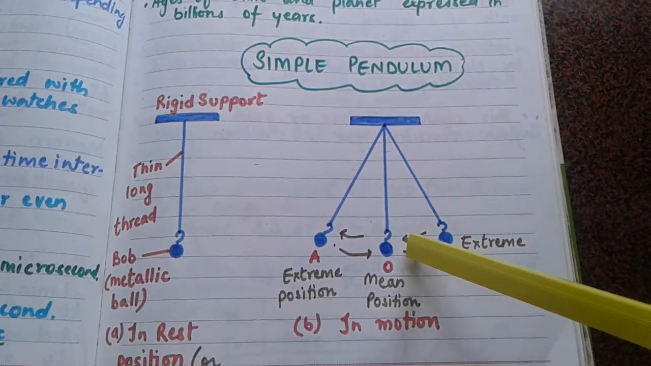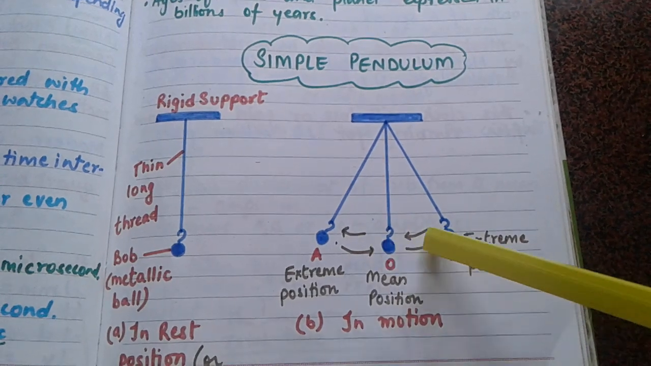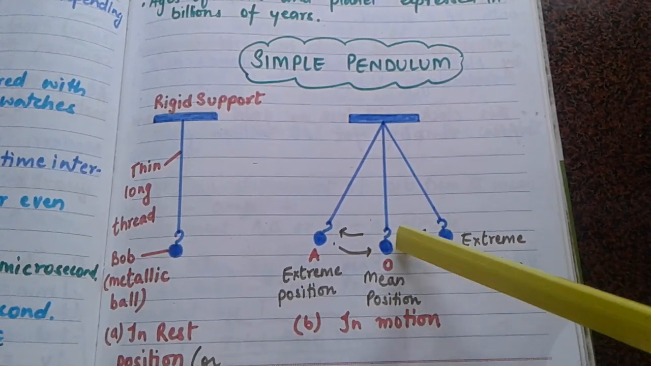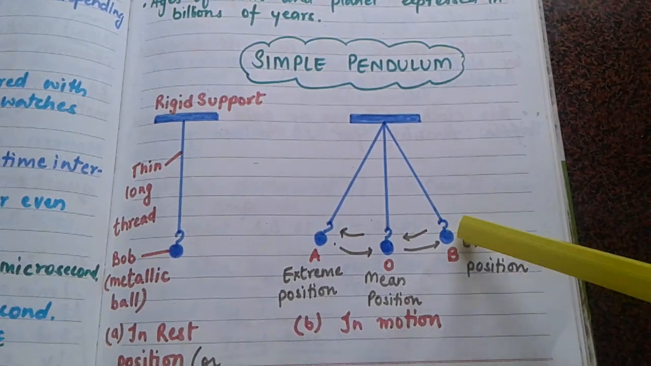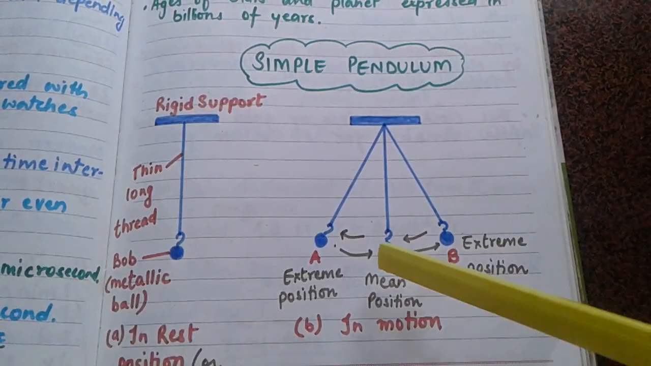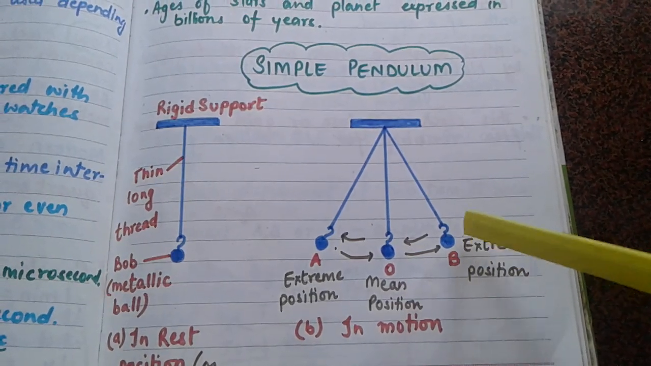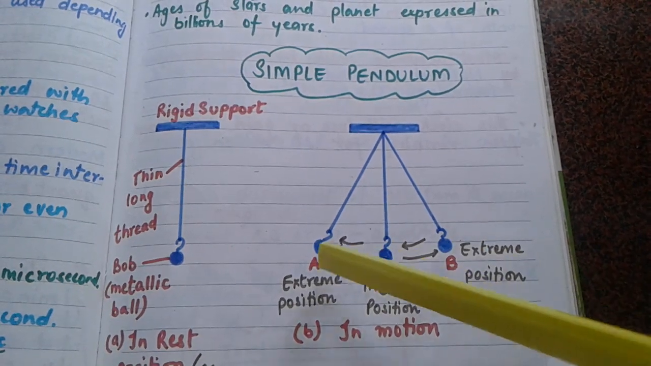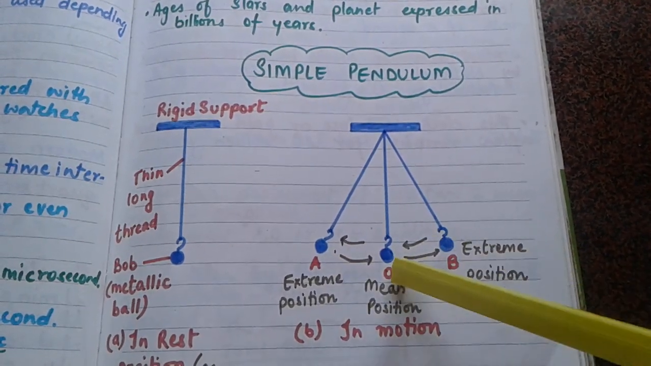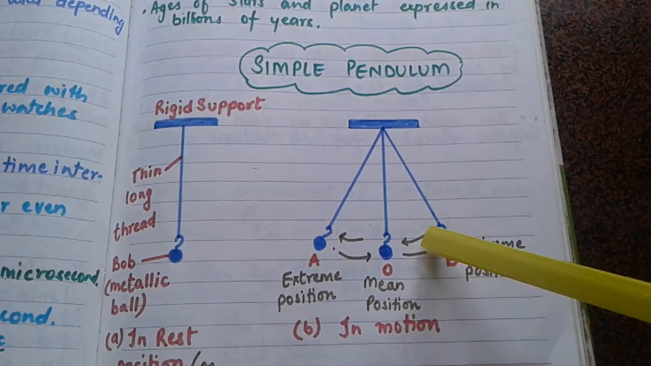Now the maximum distance or displacement of the bob from its mean position is known as the amplitude of the pendulum. Like in this case, the maximum displacement is this much. So OB or OA, these are the amplitude of this pendulum.